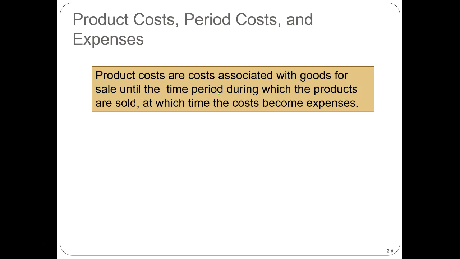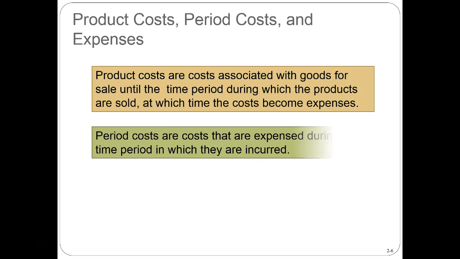If we produce guitars, the purchasing of the materials is a product cost, the direct labor that goes into making the guitars is a product cost, and the overhead that goes directly into the guitar is a product cost. Those are things that are going to be in the guitar. Then we're going to sell the guitar, and that will then be an expense when we sell it, in the form of cost of goods sold or cost of goods manufactured.